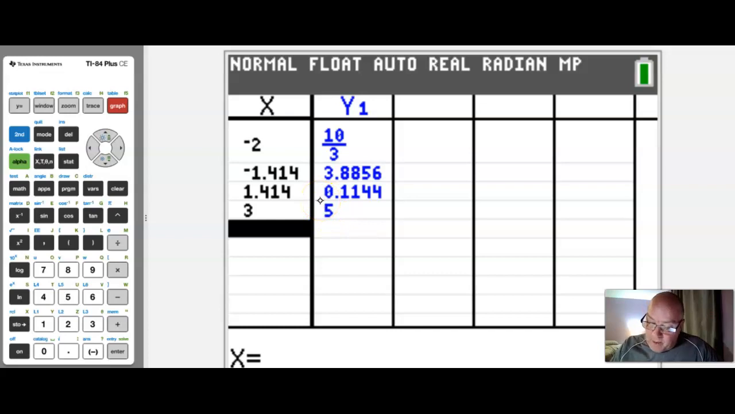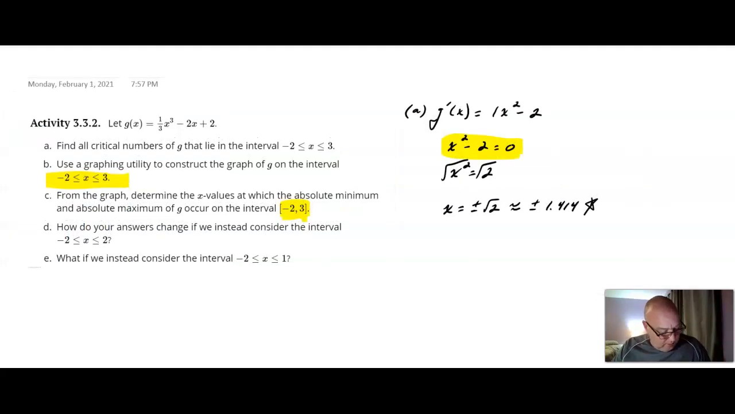So I know from part C, it says where's the absolute min and the absolute max? Well, the absolute max is going to happen at x equals 3. And the absolute min is going to happen at x equals 1.414. So I'm going to go ahead and answer that question.